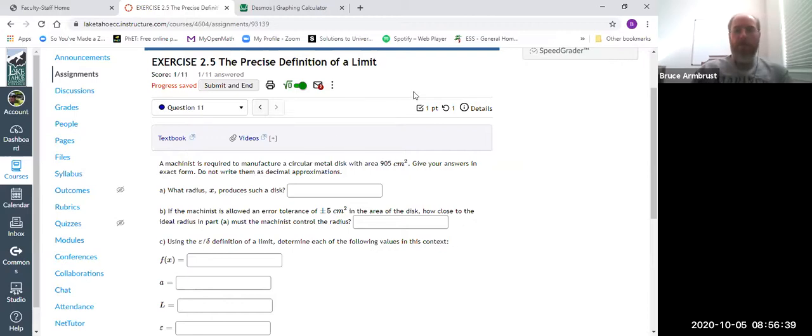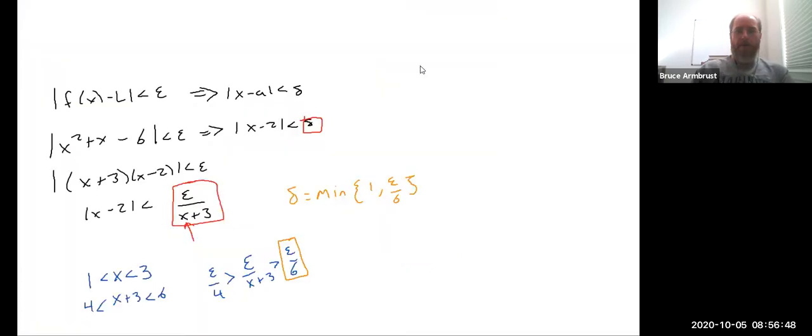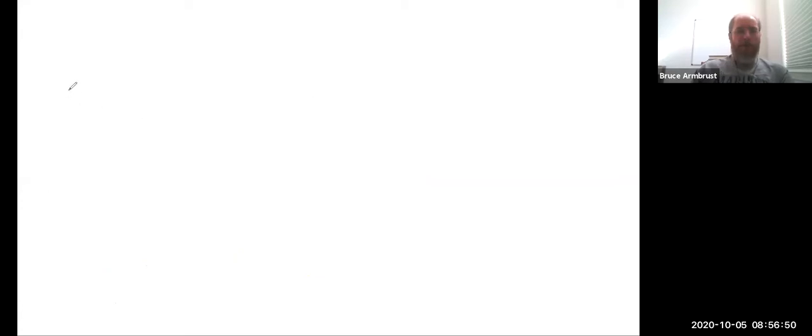So let me go back to a whiteboard here. Clear all that old stuff. Okay, so we know that pi x squared has to equal 905. So x is going to be the square root of 905 over pi. And again, it asks us to put in exact values. So that's the exact value I'm going to put in.